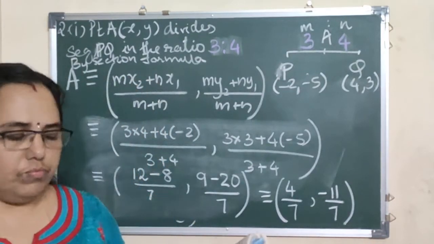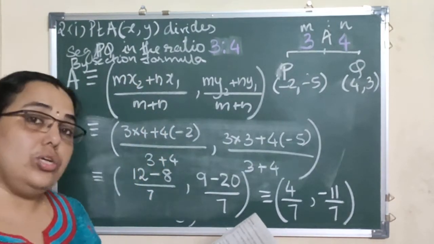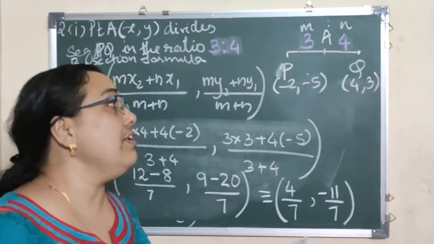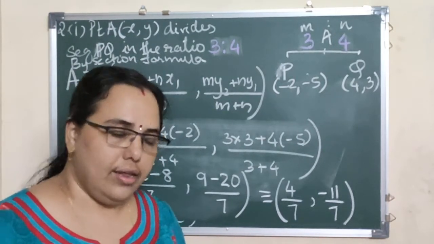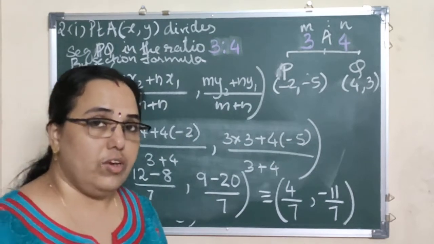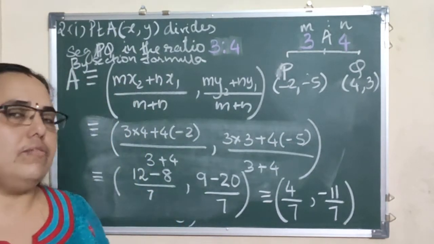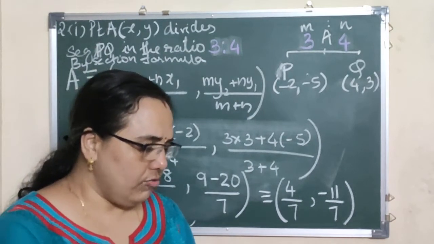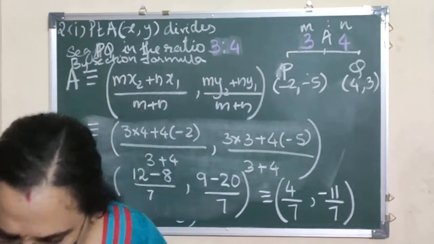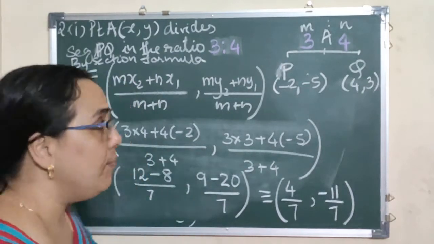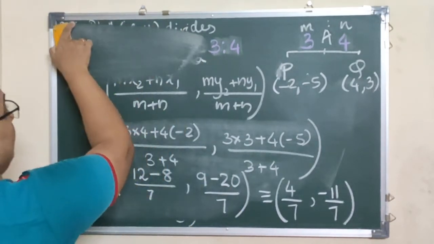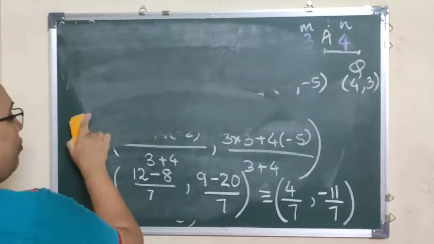So we assume that let the ratio be m is to n. That is how we start the sum. We assume the ratio and then we write the formula and we substitute and we get the answer there. Okay, so let us start with the third sum. I hope you're done with the second one. Okay. So how do we start this sum?